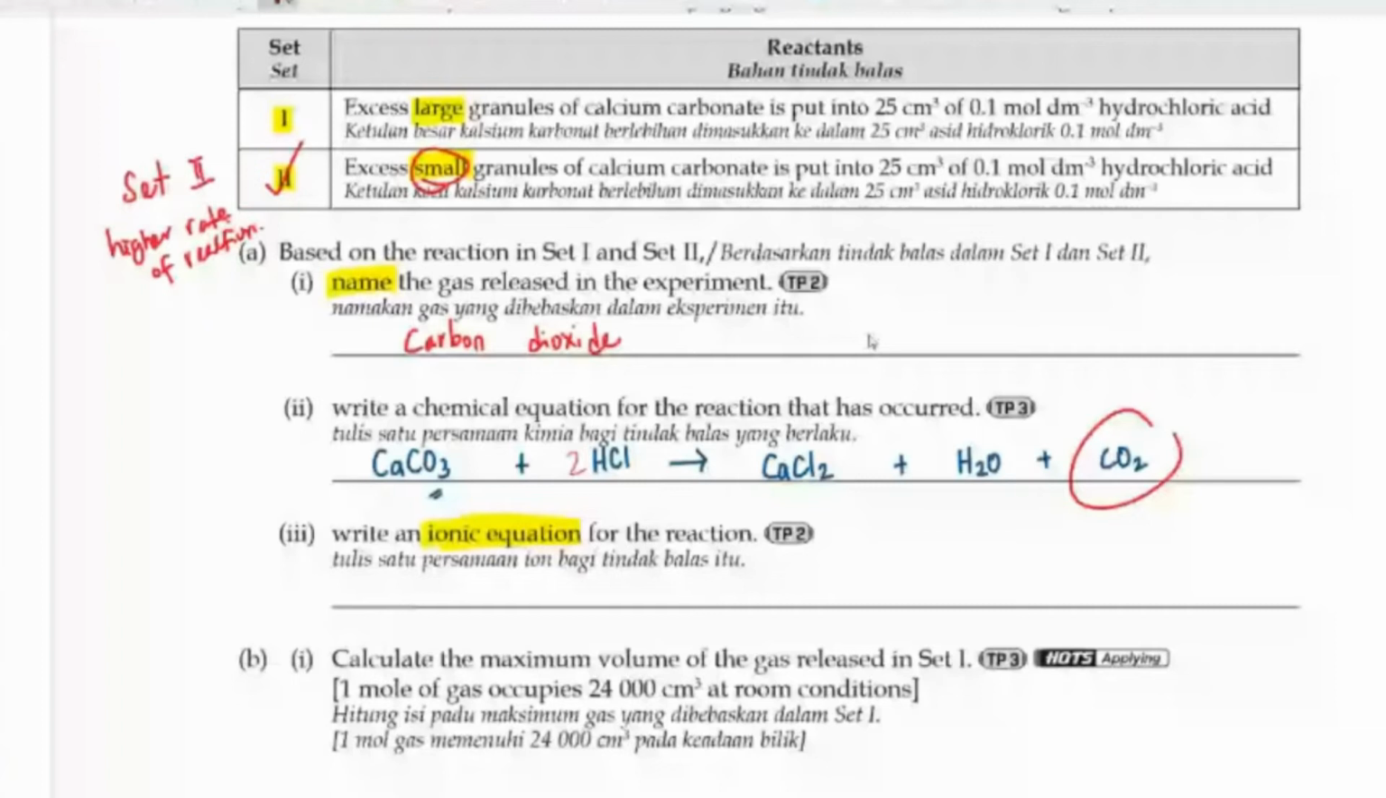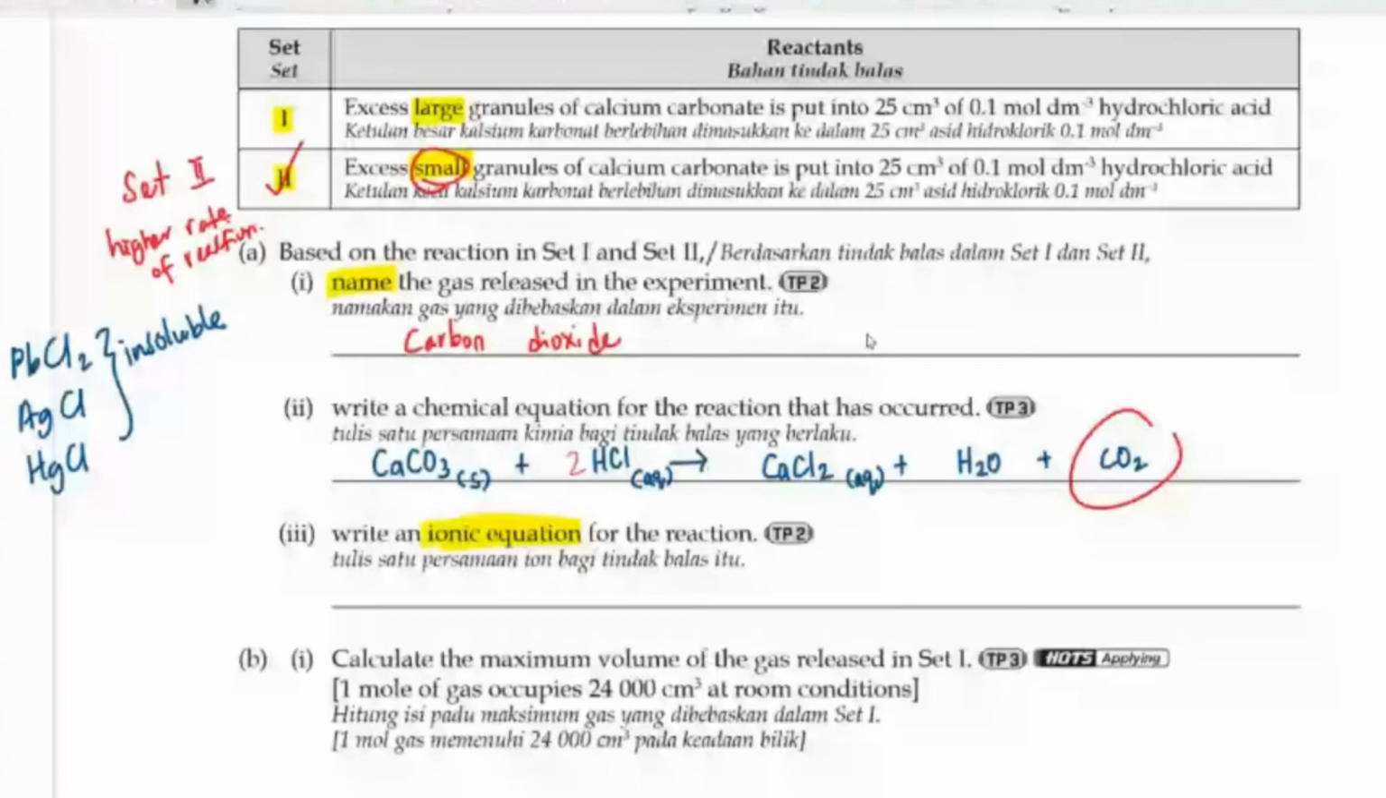Then calcium chloride, soluble or not, class? All chlorides are soluble except the PAH: P is lead chloride, A is silver chloride, H is mercury chloride. These three are insoluble. Others are all soluble, so calcium chloride is soluble. Good. So aqueous, water is liquid, carbon dioxide is a gas.